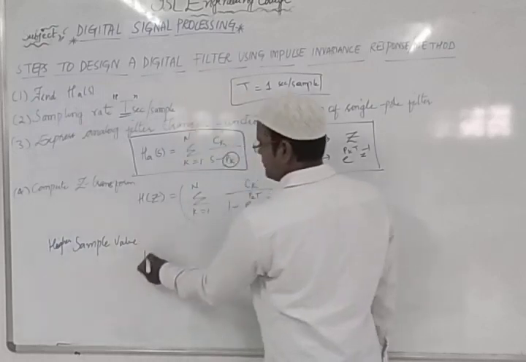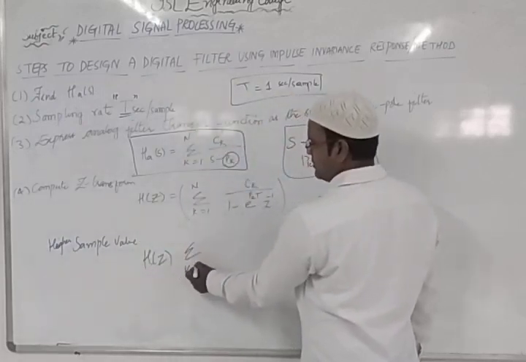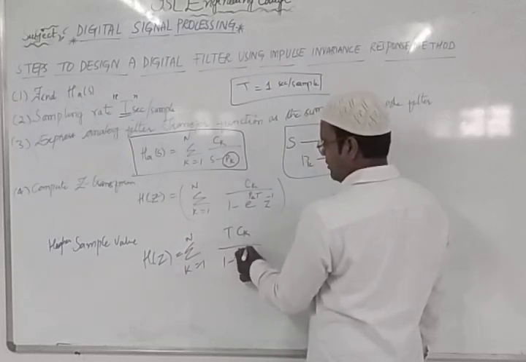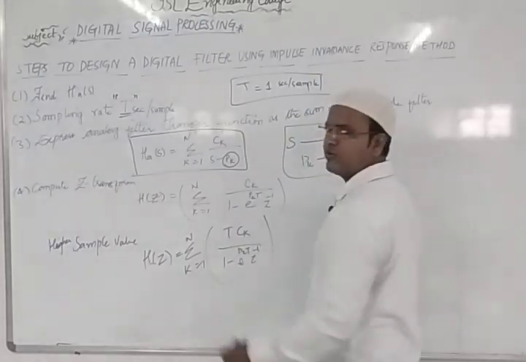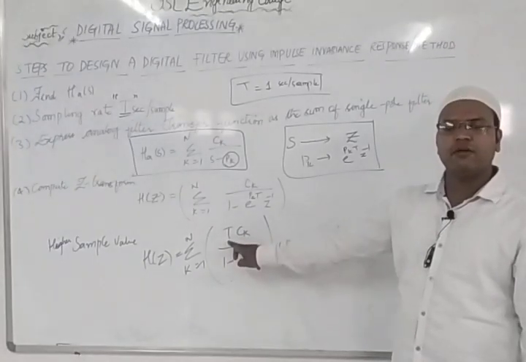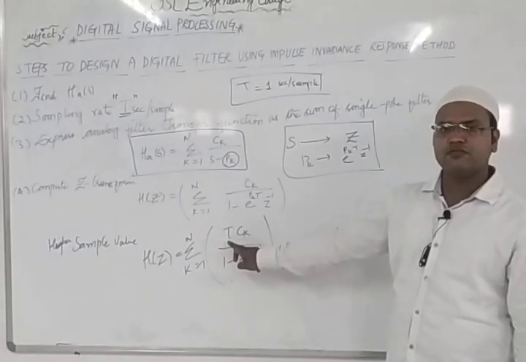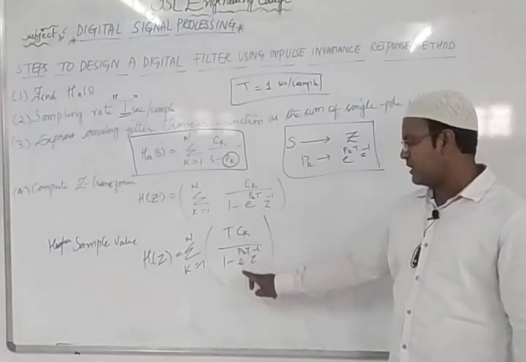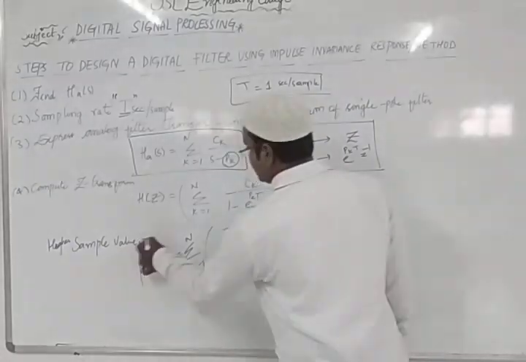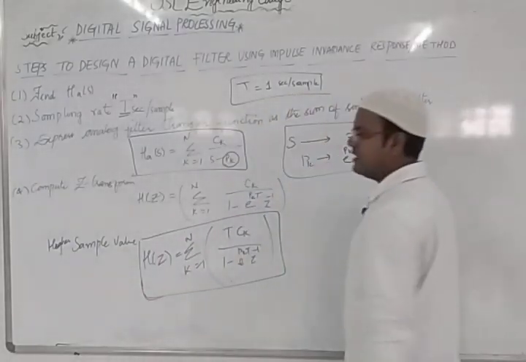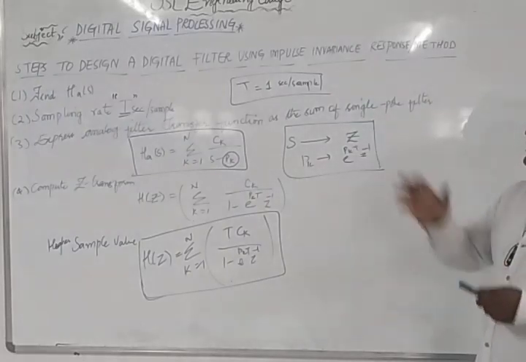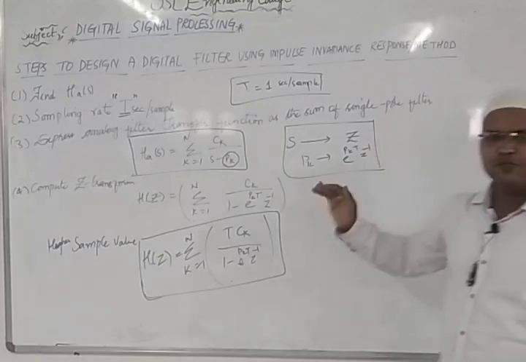If you have higher sampling rates, if they give a higher sample value, then for the same thing H(Z) we write the summation k equals 1 to n of T C_k by 1 minus e power P_k T Z power minus 1. So this we write, students, when we want to write for a higher sampling rate. For that, we need to multiply by T. So this is the steps we need to follow for designing the digital filter using the impulse invariance method.